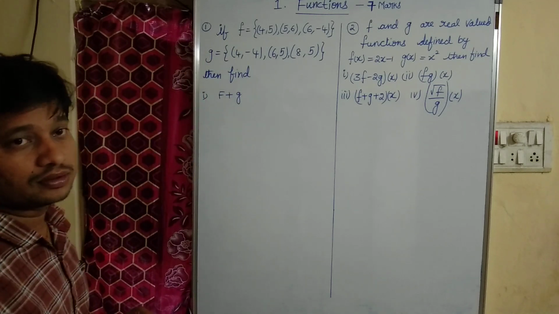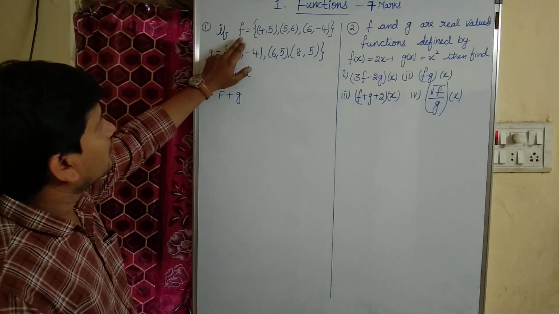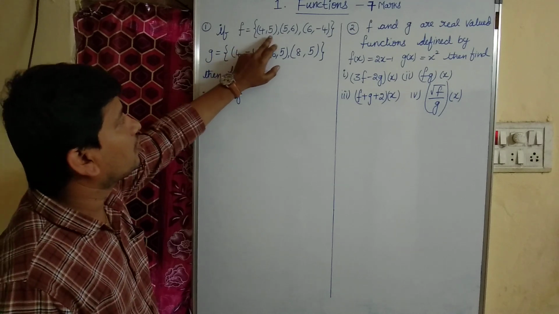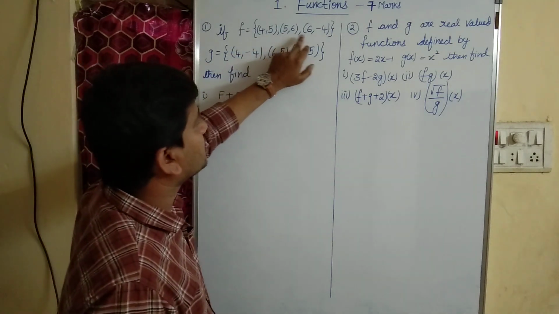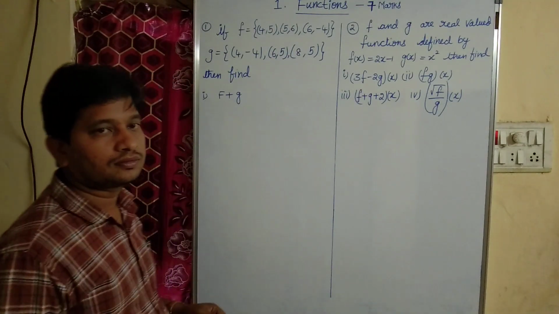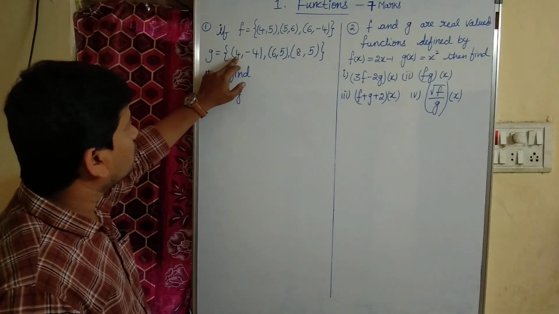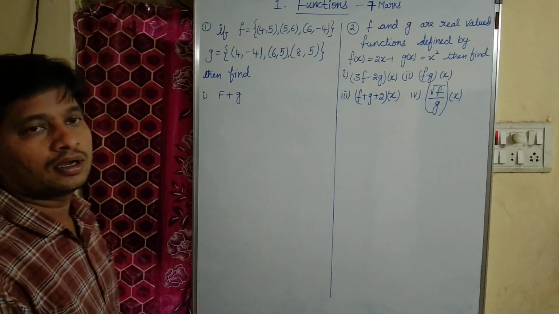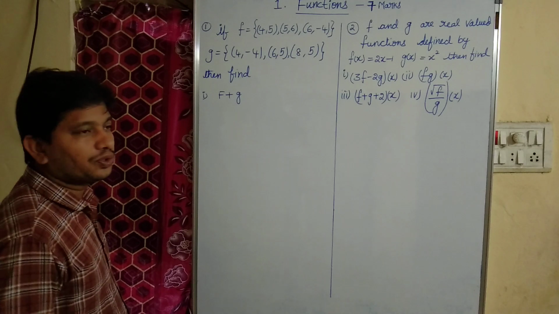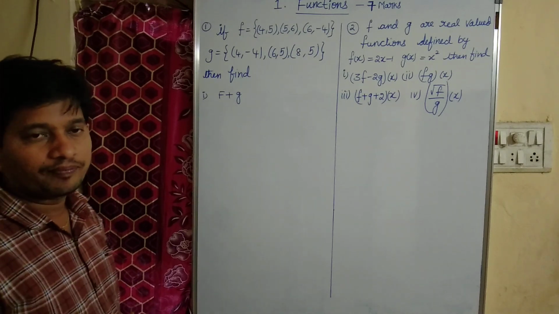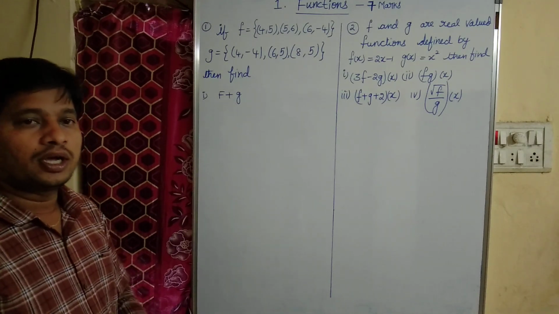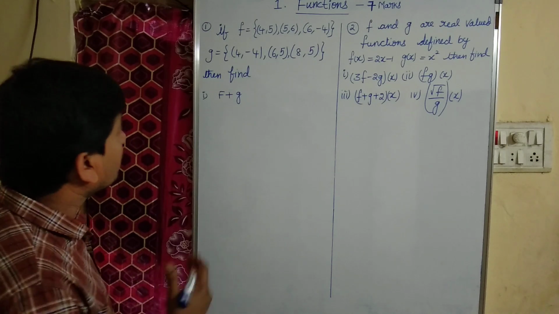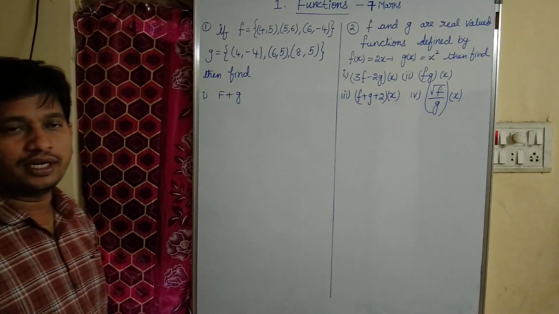Method number 1, if given function f is equal to the set of (4, 5), (5, 6) and (6, -4), and g equal to (4, -4), (6, 5) and (8, 5), and then they will ask you to find f plus g, f minus g, f square, root f. They may ask different types of operations, right?